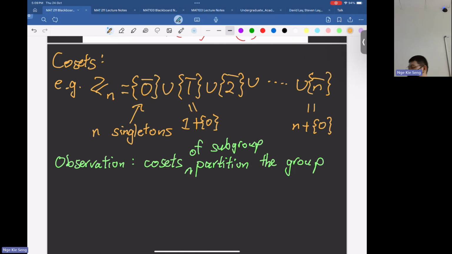Last time I said that in general, cosets are not subgroups. Can you see why in general cosets are not subgroups?